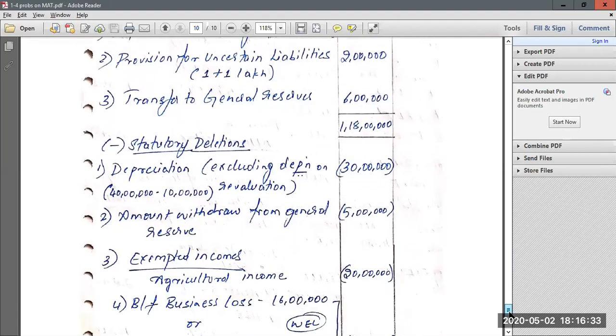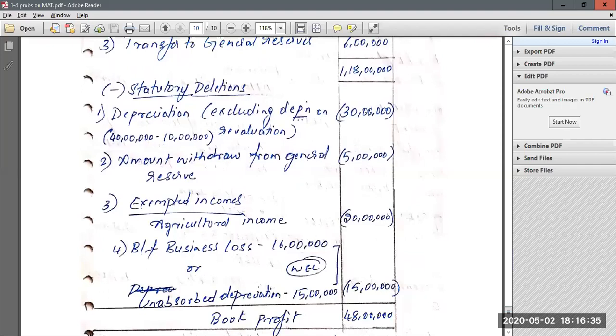Then again there are certain items to deduct, like depreciation. The total depreciation is 40 lakh minus 10 lakh, so remaining 30 lakh will be depreciation excluding depreciation on revaluation, that you have to deduct. Then the amount withdrawn from general reserve, 5 lakh rupees, that also you have to deduct. Then exempted incomes, you have only agricultural income, you have to deduct. Then brought forward business loss and unabsorbed depreciation, if they give both you should compare both, and whichever is less you have to deduct. You will get a book profit of 48 lakh.